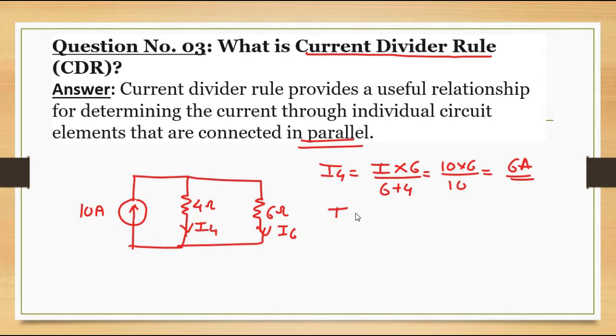And what will be the current flowing through the 6 ohm? It is total current into the opposite resistance 4 divided by total resistance. This comes to be 10 into 4 divided by 10, which is 4 ampere. So you can see that we have easily found out the current in the elements which are connected in parallel with this current divider rule.